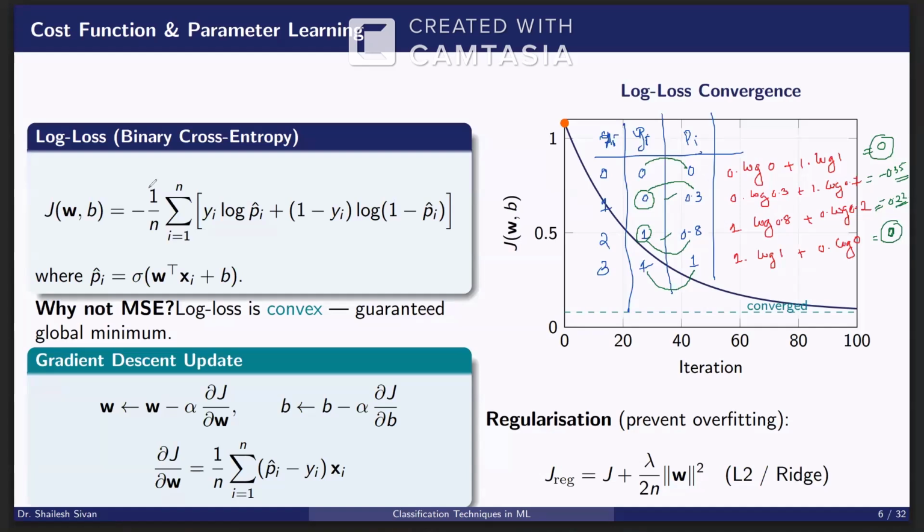So this function is a perfect one for calculating errors if we have a binary classification problem and predicted probabilities. Hope you are getting this, right? So instead of taking simply y minus y cap the whole square, we are taking this as a loss function. And this function is called log loss or binary cross entropy.